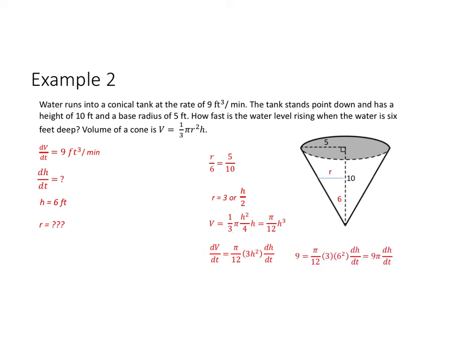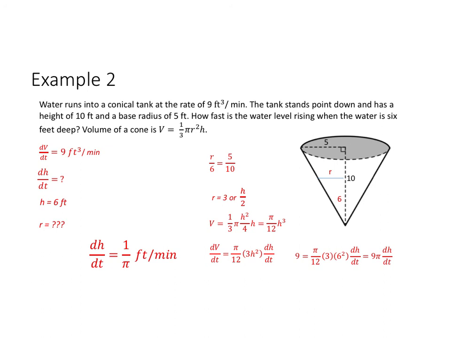So now, if I plug in our known values, dV/dt over here is equal to 9. So 9 is equal to pi over 12 times 3, and what is h equal to? h is equal to 6. That's 6 squared dh/dt. So 6 squared is 36, times 3 divided by 12 comes out equaling 9 pi dh/dt. So 9 is equal to 9 pi dh/dt.